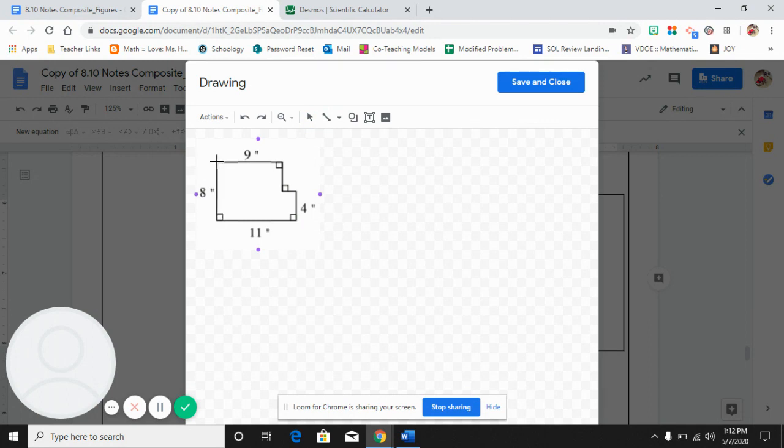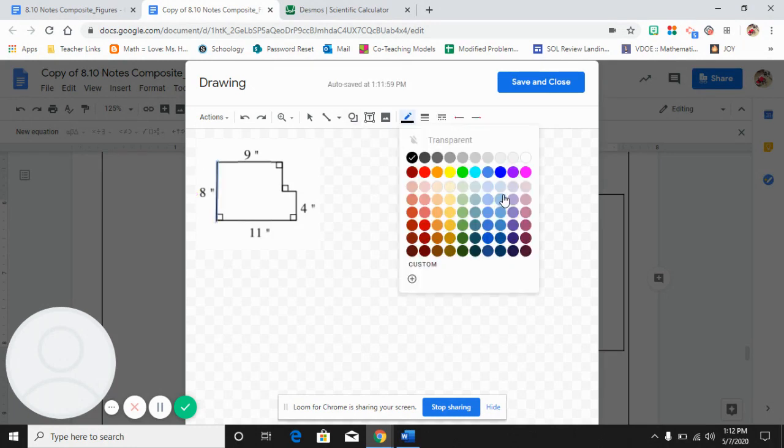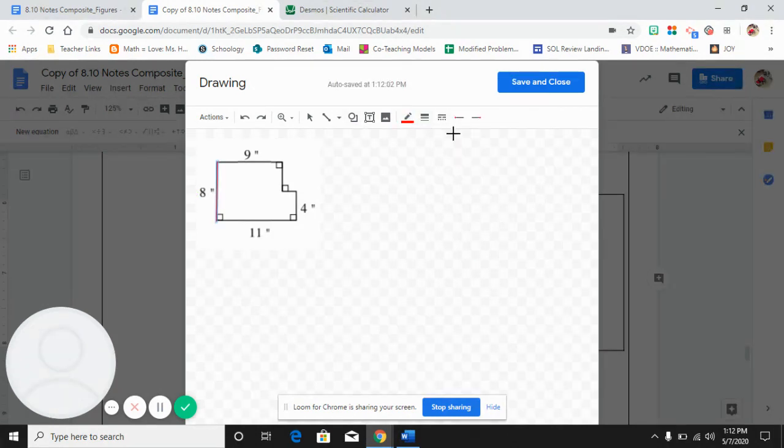So this side is 8 inches. Let me try that again, and make that a different color so it's easier to see. Then we have this side right here, which is 9 inches. How about this side right here? They don't tell us how much that side actually measures, so we need to figure that out.